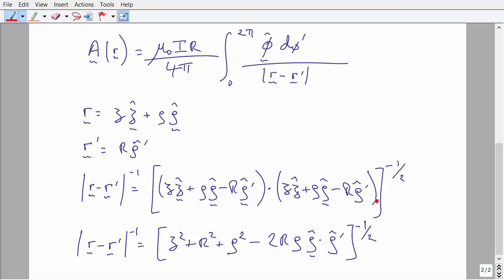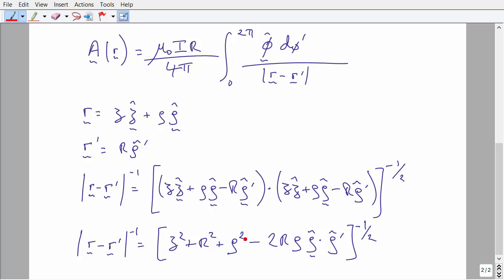When I do the dot products, z hat dot z hat is 1, and so on. Rho hat dot rho hat is 1, rho hat prime dot rho hat prime is 1, and all the cross terms are 0 aside from terms like rho hat dot rho hat prime. So I get a z squared, an r squared, a rho squared, and then I get this rho hat dot rho hat prime term, and we're going to have to deal with that. Before we deal with that, let's deal with the rho squared term.